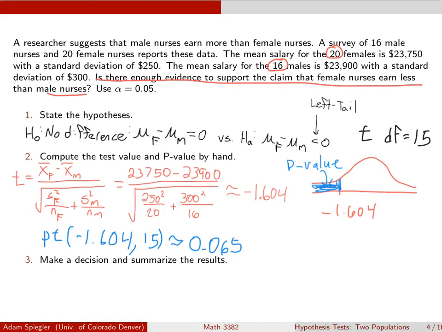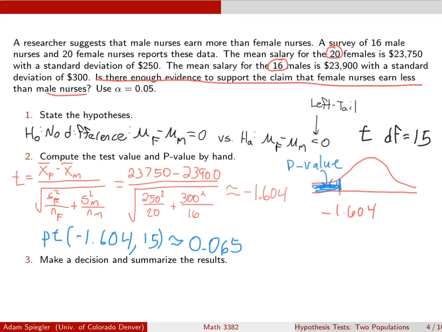So what this p-value is telling us is that if the null hypothesis were true, if there truly was no difference in the salaries that male and female nurses make, there is a 6.5% chance of getting a difference in means that we observed from our two samples.